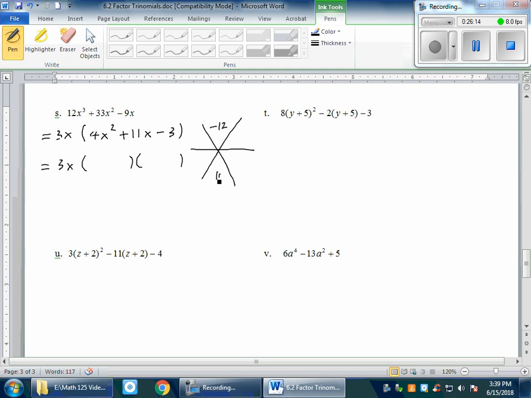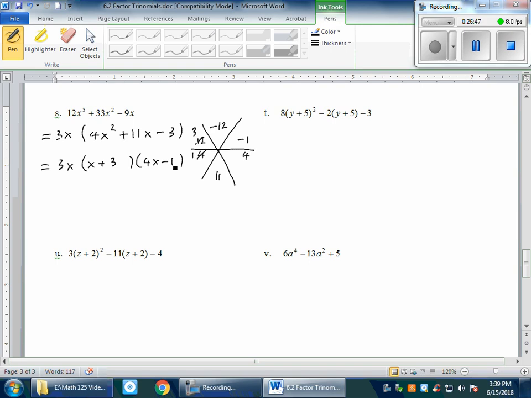So clearly this must be positive 12 and negative 1, so that when you add it up, it will become 11. Then we need to divide by 4. So when I reduce the first fraction, it will be 1 and 3. And the second fraction, I cannot reduce anymore. So therefore, my final answer will be x plus 3 and then 4x minus 1, because the denominator is the coefficient of the first term and numerator is coefficient of the second term in each factor.